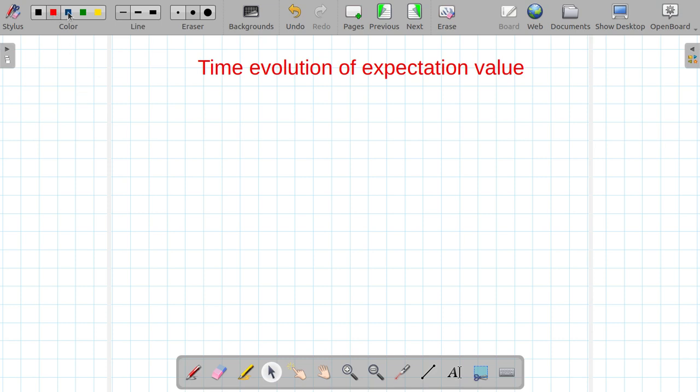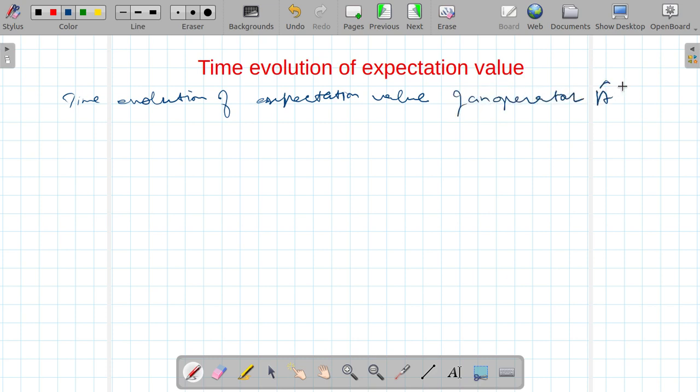So, the time evolution of expectation value of an operator A means we are interested to find the derivative of this expectation value of this operator.